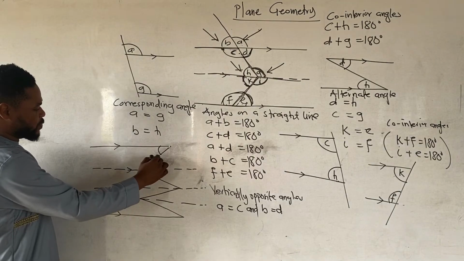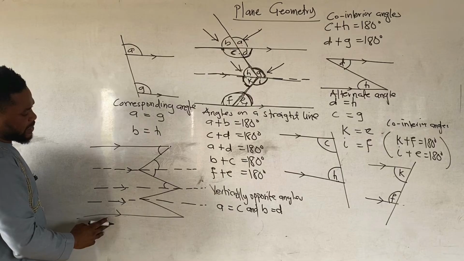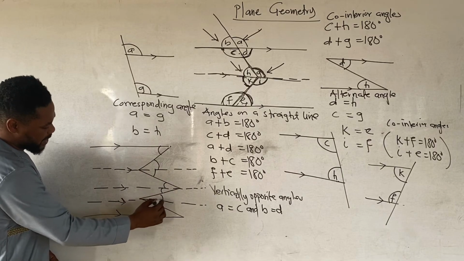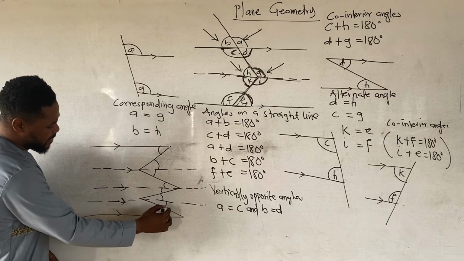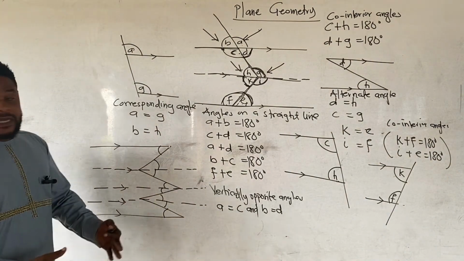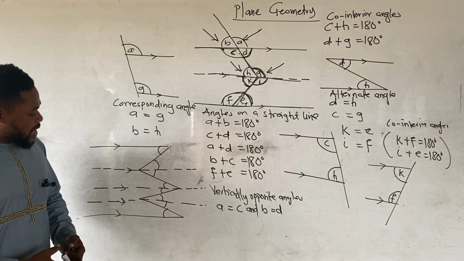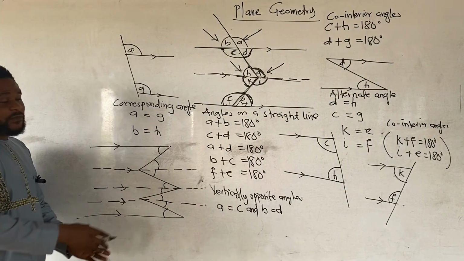So this angle will alternate to this angle. This angle too will alternate to this angle. And this angle will alternate to this angle. And this angle will alternate to this angle. So here we can use alternate angles, and also we can use co-interior angles to answer diagrams of this nature.